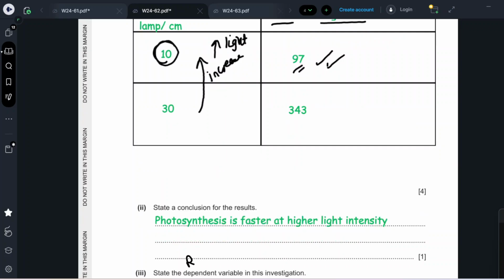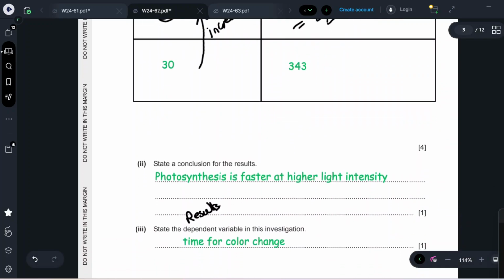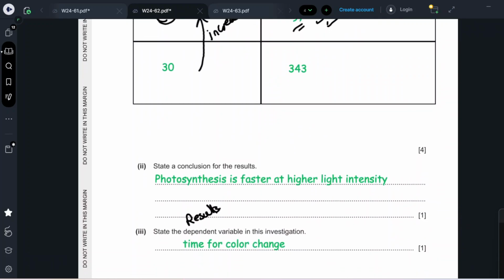Dependent variable. Dependent is the results. What are the results that I was measuring? I was measuring the time for color change. This is the dependent.